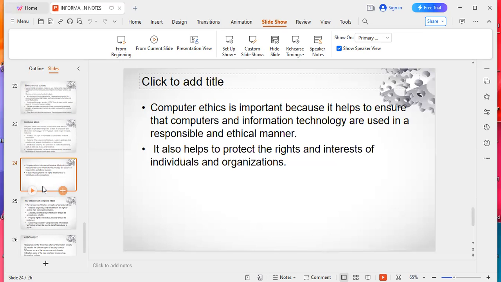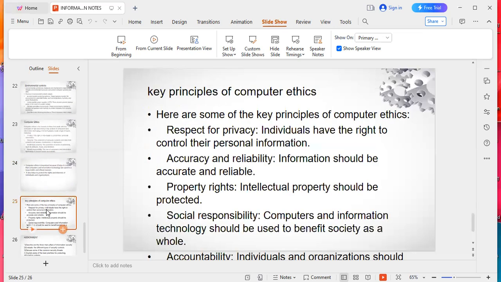It also helps to protect the rights and interests of individuals as well as organizations. Some of the key principles include, number one, respect for privacy. You must respect individual privacy, that is the right to control their personal information. Don't move into people's personal spaces. Number two, accuracy. This refers to the reliability and accuracy of information. And we're talking about, again, property rights. These are intellectual property rights that should be protected. Then finally, social responsibility and accountability.